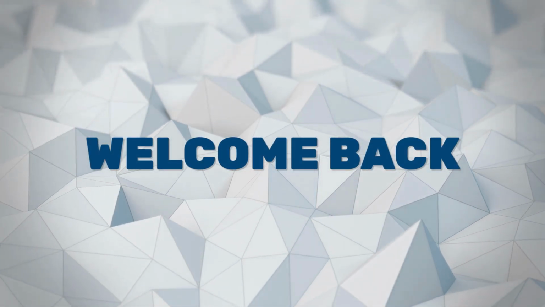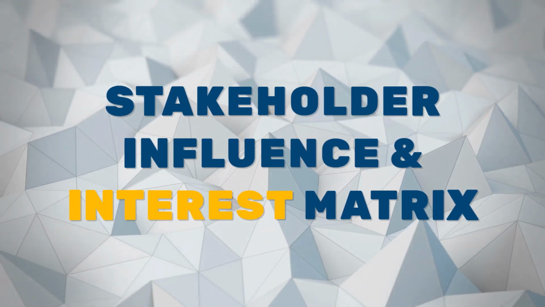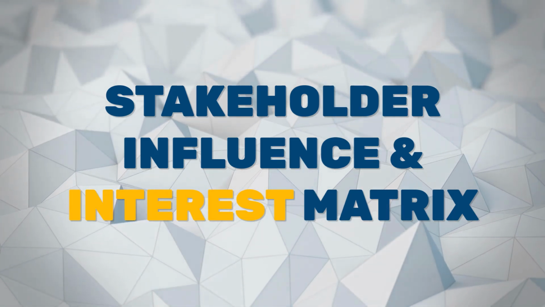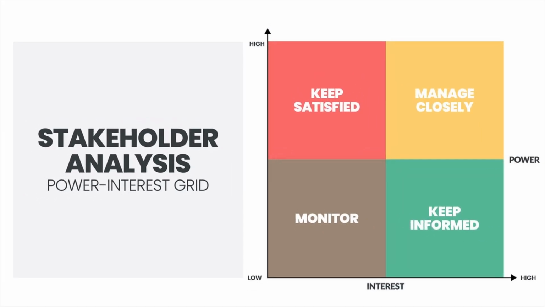In today's video, we will be exploring an essential tool in project management, the Stakeholder Influence and Interest Matrix, also known as the Power Interest Grid. This matrix helps project managers prioritize stakeholders based on how much power or influence they have over the project and their level of interest in its success. By the end of this video, you will have a clear understanding of how to use this matrix effectively.